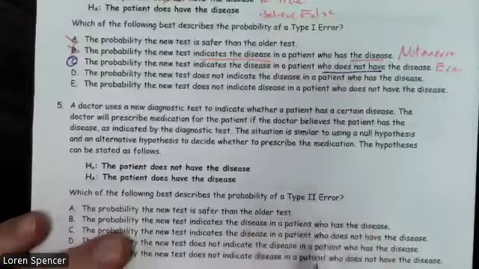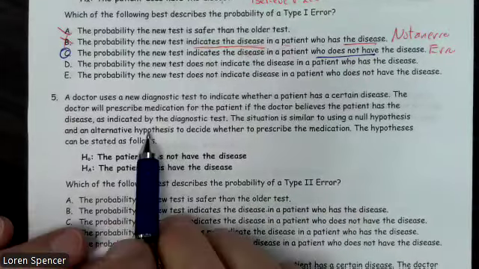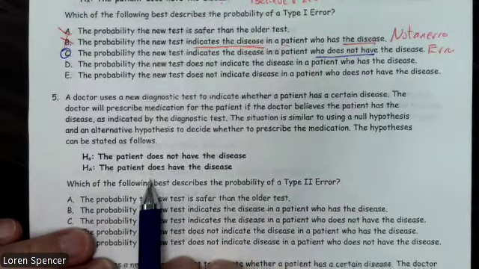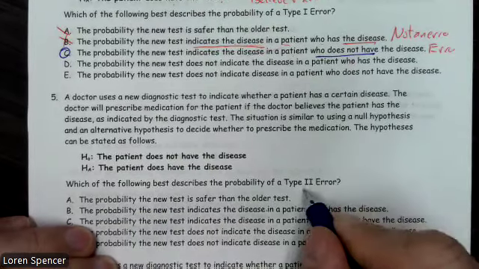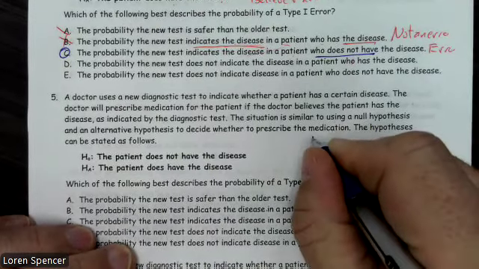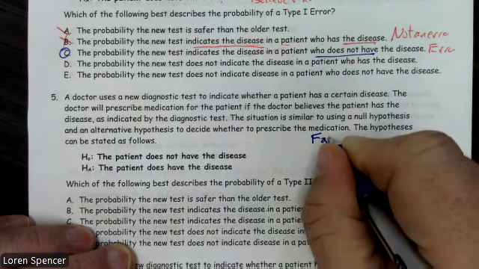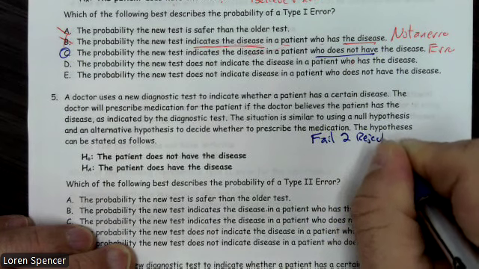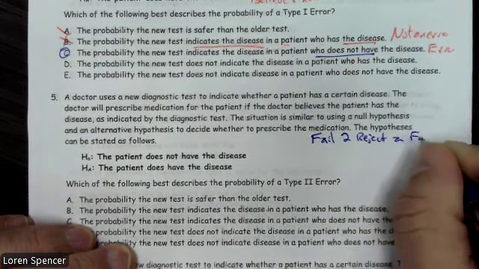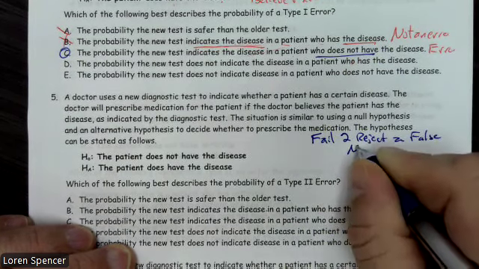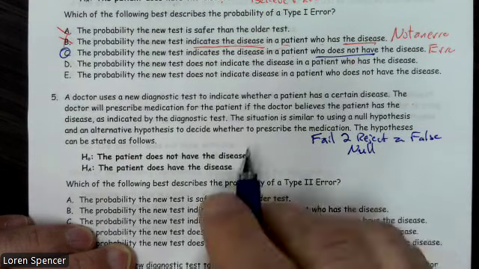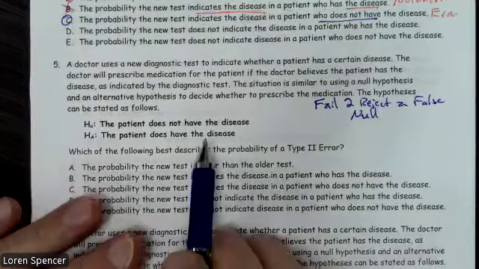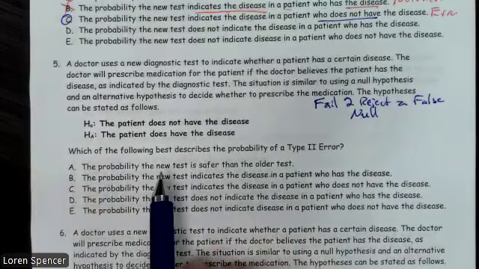All right. Same problem, so I'm not going to read it. I'm just going to jump to the question. Which of the following is a type 2? Well, type 2 is fail to reject a false null. Believe the lying H0.